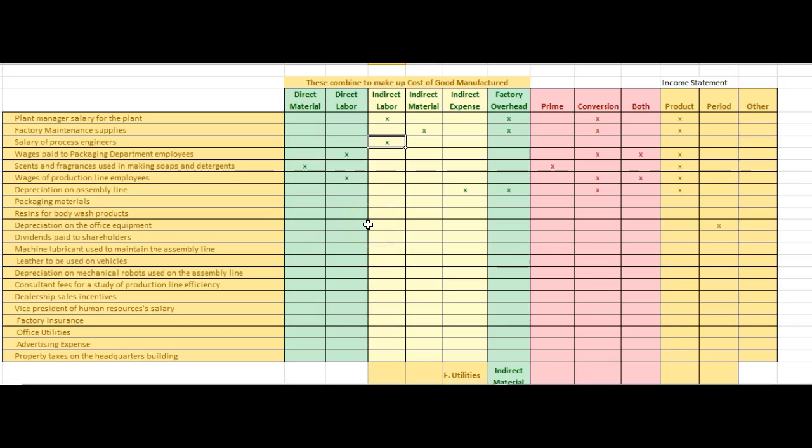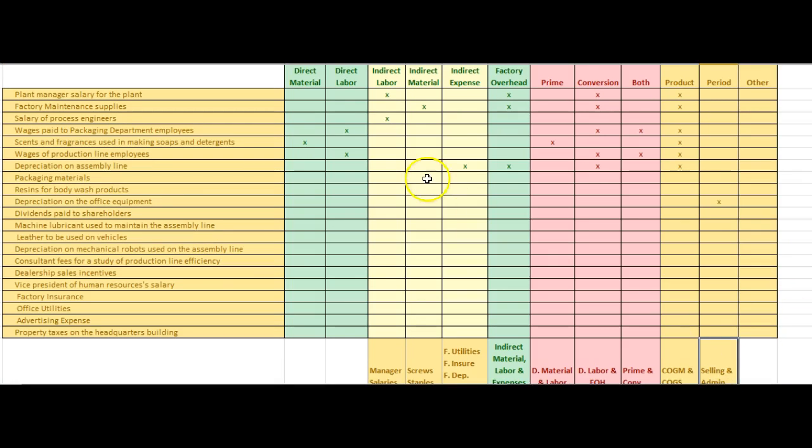On top of this, you're going to have expenses that are selling and administrative expenses, and those don't belong in here whatsoever. They end up over here on the period costs. So anything that has to do with the office or advertising or property taxes on the headquarter building. Now, those support the product in a way, but they're once more removed than the indirect expenses or materials and labor. So those would be period costs. They don't belong in here.